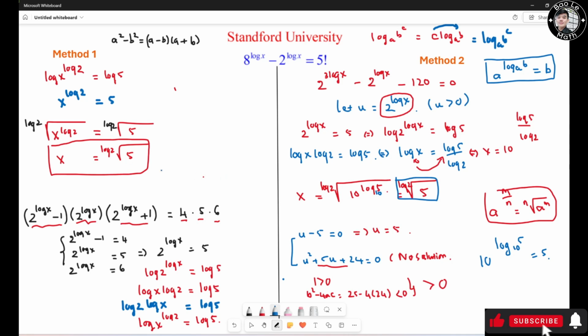So the first and the second method give you the same answer, and it's a good time to stop.